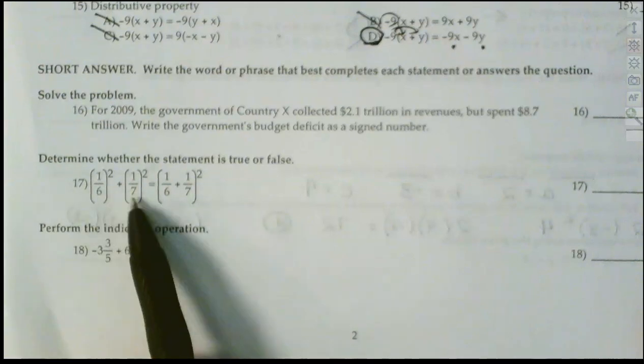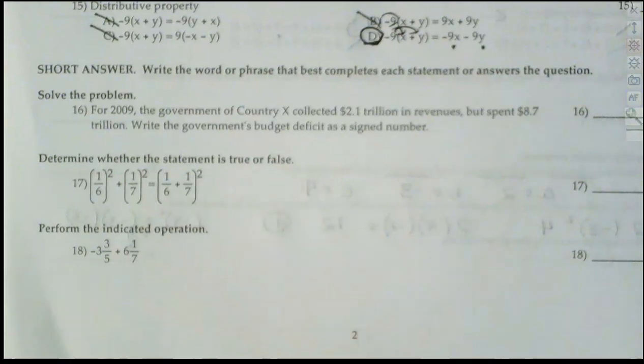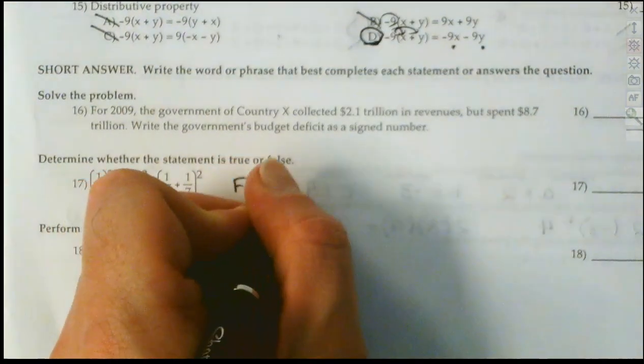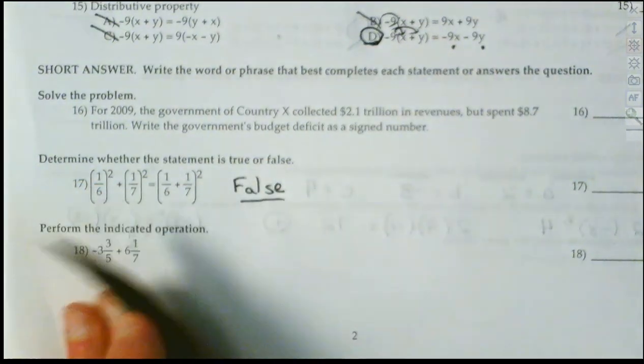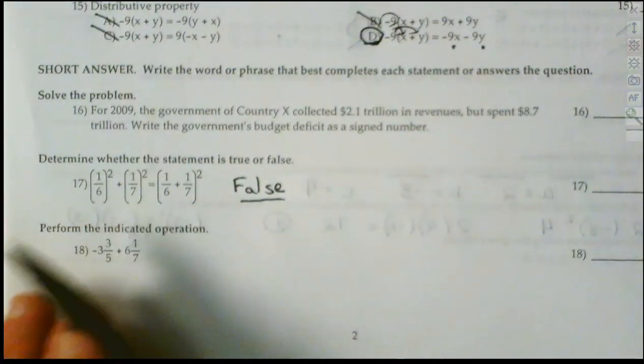It doesn't work. Those are not the same. When it comes to the parentheses, you can't break them apart. You have to do the square first. So these are not the same, and this one would be false because they're different. It's just a matter of looking at it and noticing you can't split that up. We've never done it that way before. It cannot be done that way.